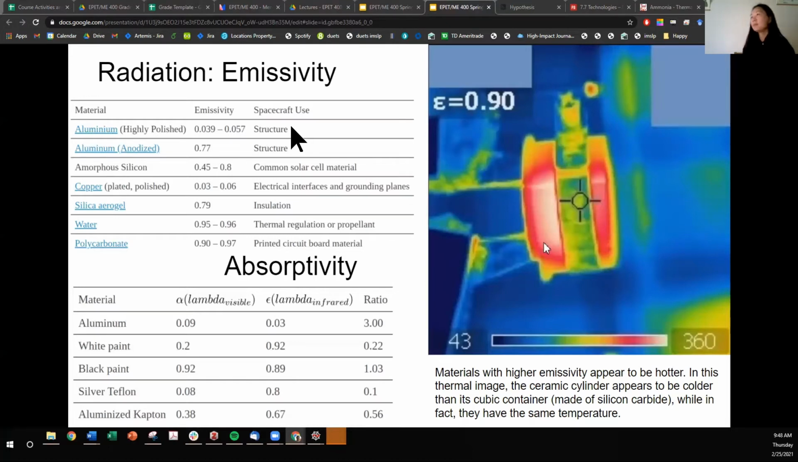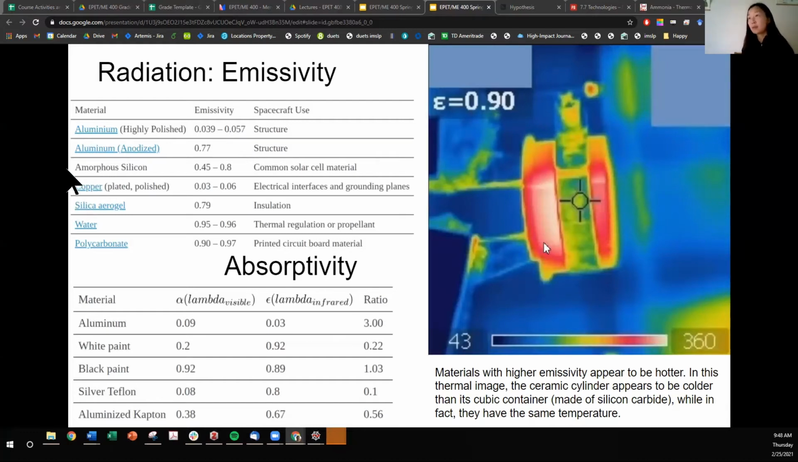So in the process of creating your satellite, if it turns out that you're running hot or running cold, you can treat your aluminum differently to get these different emissivities to then modify your, say, equilibrium temperature of the spacecraft.